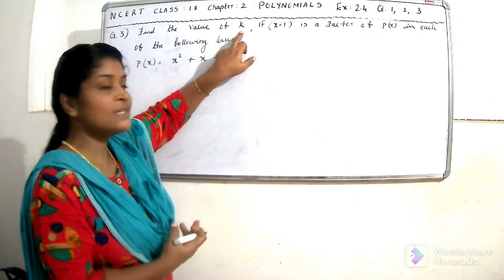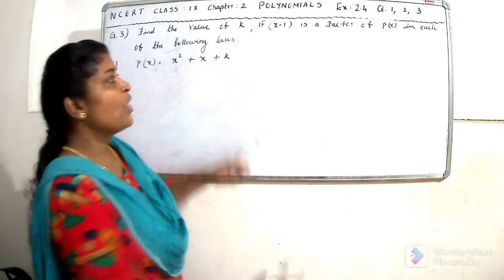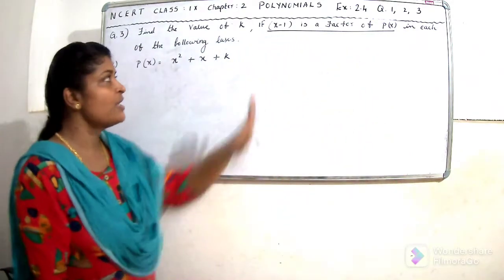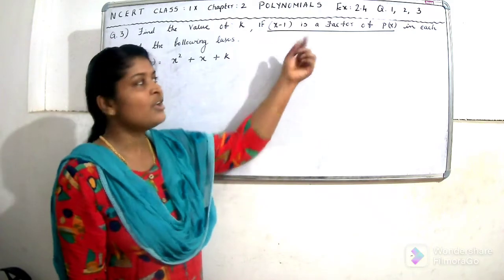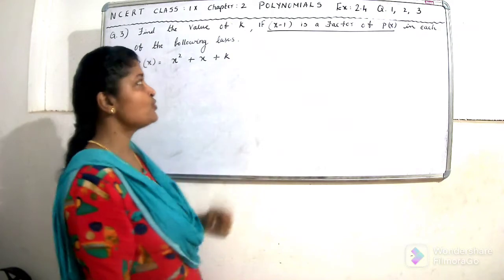So the variable is here, and we have to find out its value. Now this is the important statement. Already they are saying x minus 1 is a factor. So if x minus 1 is a factor, then definitely the remainder will be 0, no? So with that we have to start.